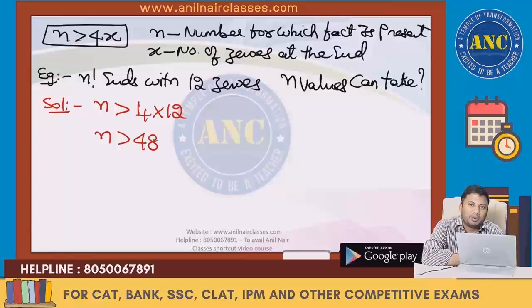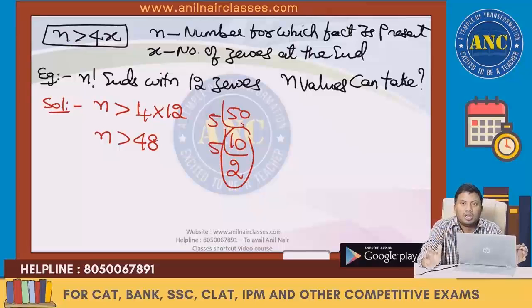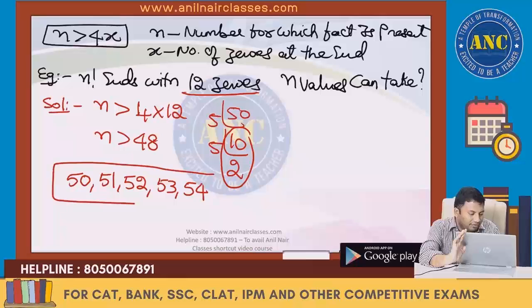What is the multiple of 5 just greater than 48? 50. What will be the number of zeros? 5 tens are 50, 5 twos are 10. 10 plus 2 is nothing but 12 zeros at the end. So 50 will have 12 zeros at the end. 51 will have 12 zeros, 52, 53, and 54 have got. So 50, 51, 52, 53, 54.